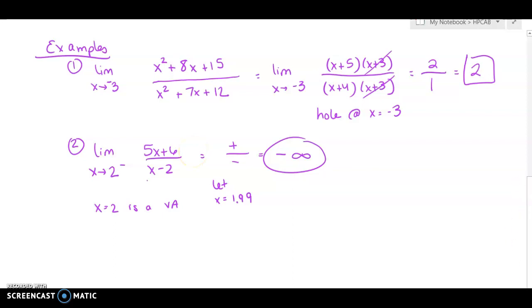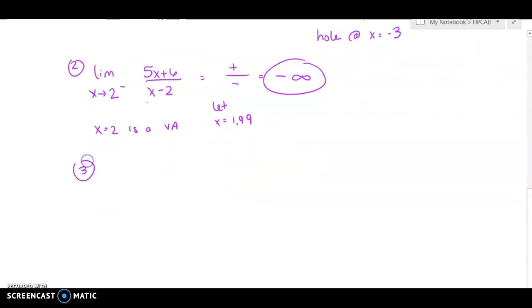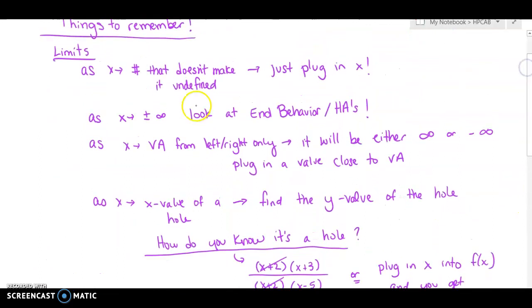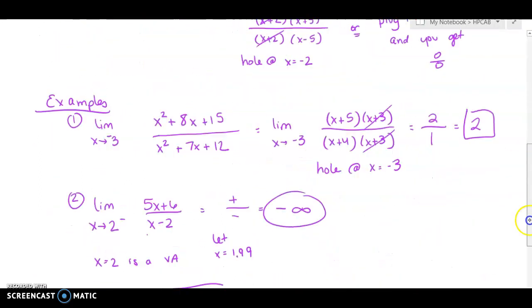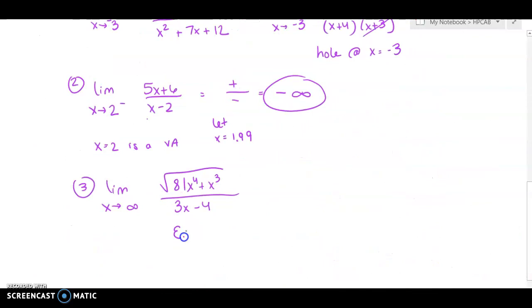All right, let's see. Number 3. Let's say that you have the limit as x approaches infinity of the square root of 81x to the 4th plus x cubed all over 3x minus 4. Okay, so now the limit is approaching infinity. When we have a limit approaching infinity, we need to look at our end behavior or horizontal asymptotes. So we're going to look at our end behavior model, EBM.